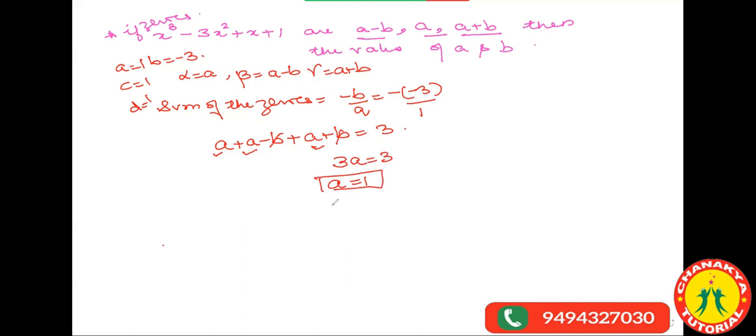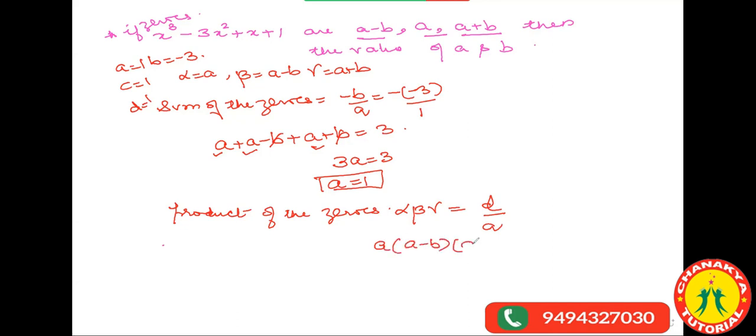Now you can find the product of the zeros. Product of the zeros will be alpha, beta and gamma. And this will be equal to d by a, children. Right? Now the value of alpha is a. Value of beta is a minus b. And value of gamma is a plus b. Clear this thing? Value of d is 1. Value of c is also 1. Now see beta, a minus b and a plus b. This is the identity a square minus b square.